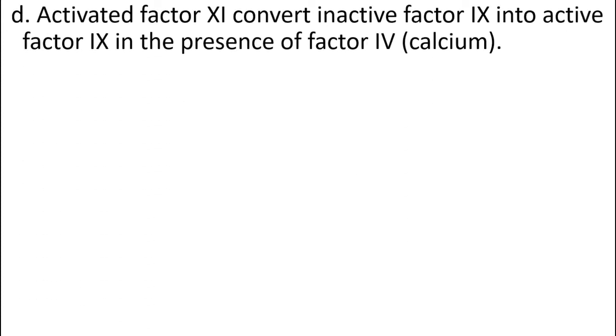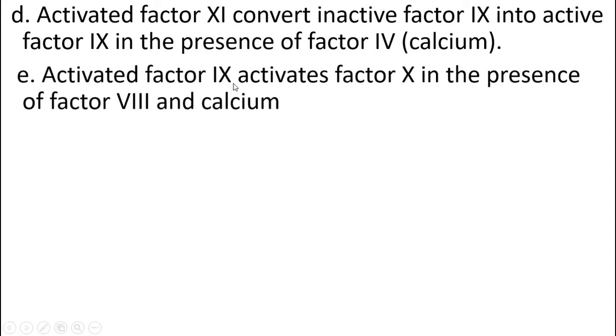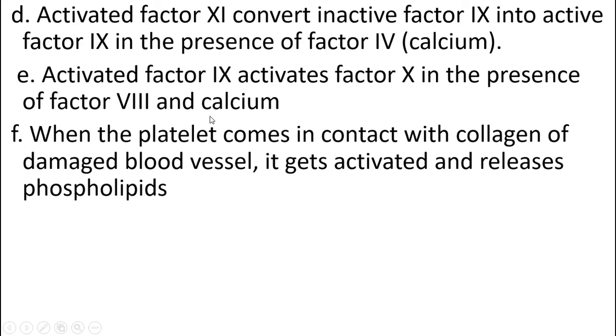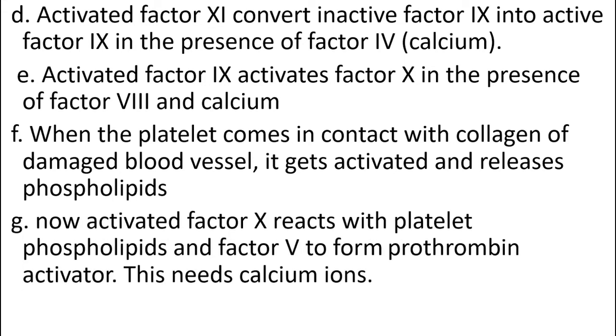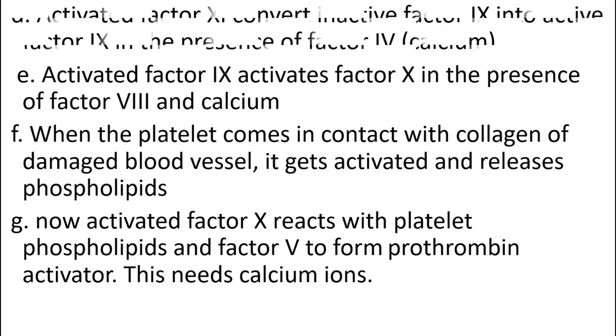Then activated factor 11 converts inactive factor 9 into active factor 9 in the presence of factor 4, otherwise known as calcium. Then the active factor 9 activates factor 10 in the presence of factor 8 and calcium. When the platelets come in contact with collagen of the damaged blood vessel, they get activated and release phospholipids. Now, the activated factor 10 reacts with platelet phospholipids and factor 5 to form prothrombin activator. This also needs calcium ions.